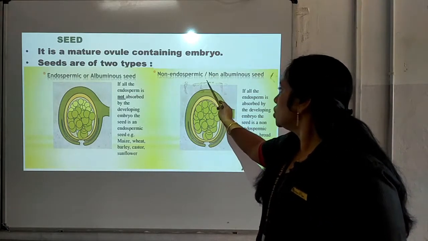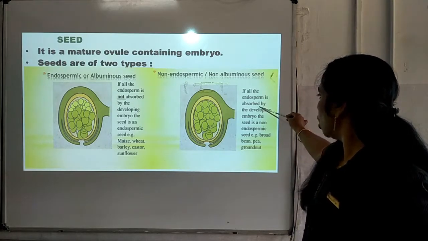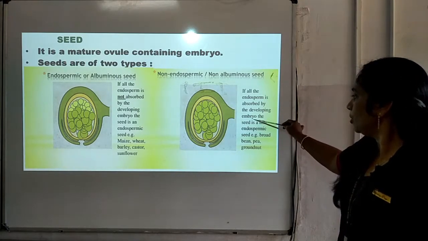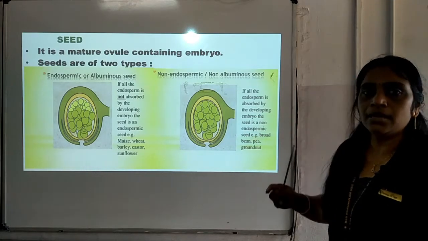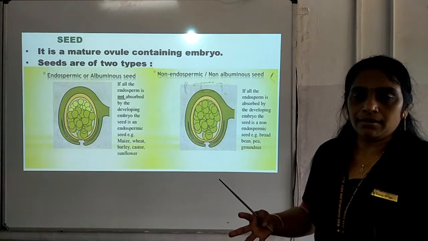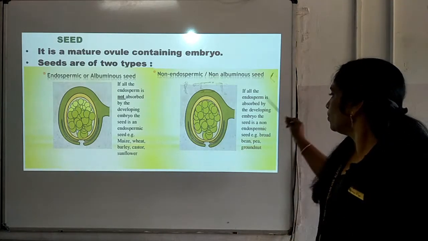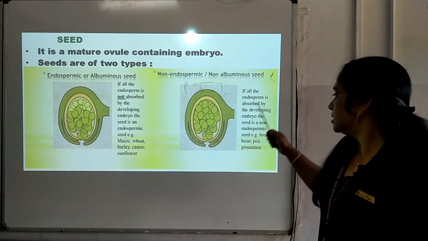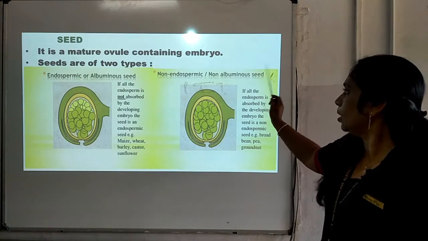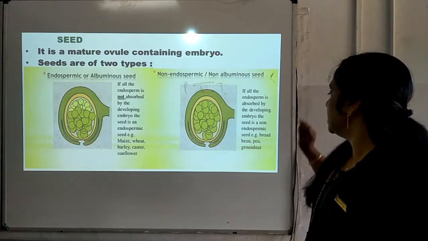Second one is non-endospermic or non-albuminous seed. If all the endosperm is absorbed by the developing embryo, the seed is a non-endospermic seed. That means no endosperm remains; no endosperm is seen in the seed. So, we can say that the embryo has absorbed all the endosperm. Such seeds are called non-endospermic or non-albuminous seeds.